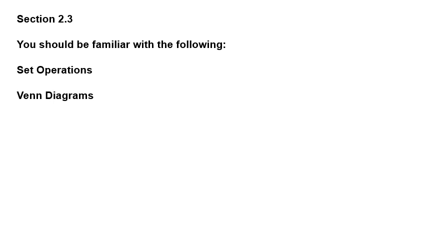Hello everyone, we're going to cover section 2.3 in this PDF file. Once again, you should have read over 2.3 prior to looking at this video. You should be familiar with the following terms: set operations, that is the union, intersection, and complement of sets, and understanding the general idea of a Venn diagram and how it is a visual representation of the relationship between several sets.